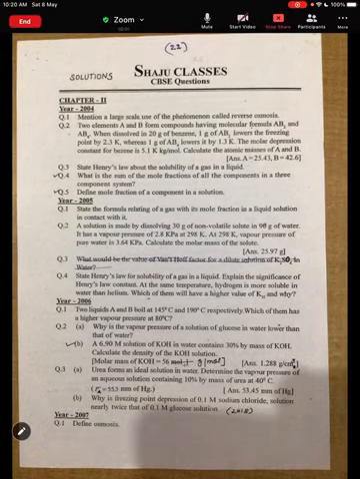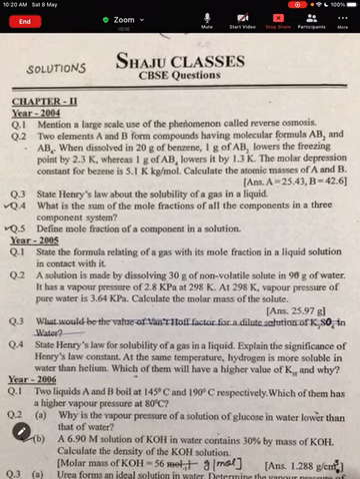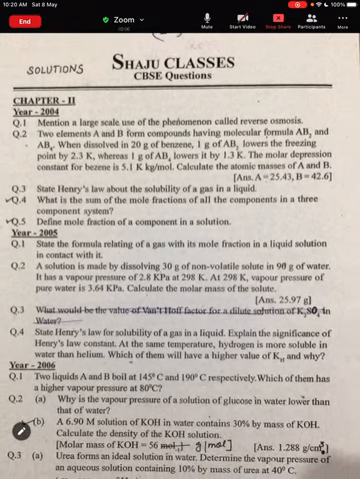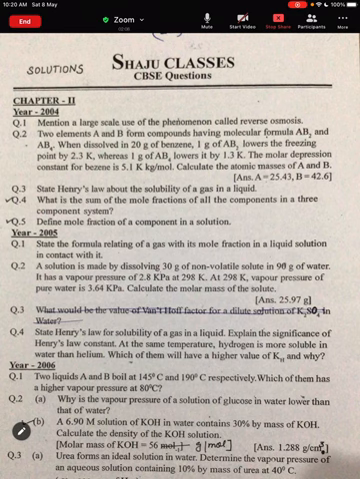First question, mention a large scale use of the phenomenon called reverse osmosis. This is, of course, desalination of seawater to get potable water.